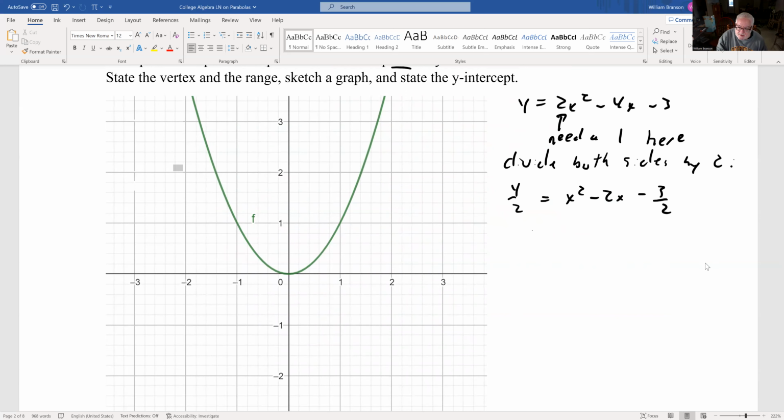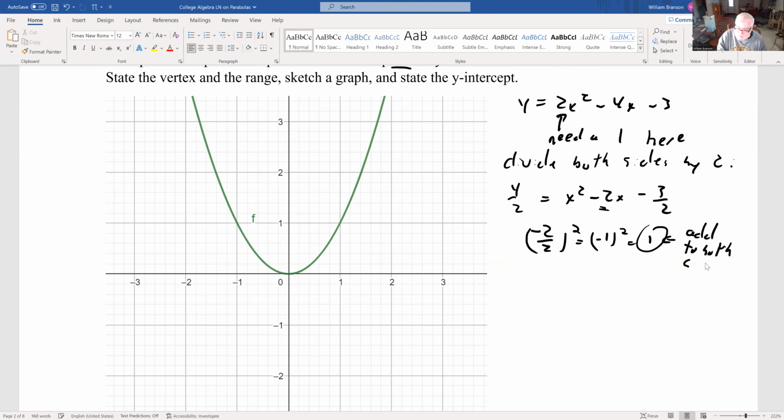So we take the b term, the minus 2, divided by 2 and square it. And that gives me minus 1 squared, which equals 1. And we add this to both sides. That gives me y over 2 plus 1 equals x squared minus 2x plus 1 minus 3 halves. And as always, when we're completing the square, those three terms become our perfect square.